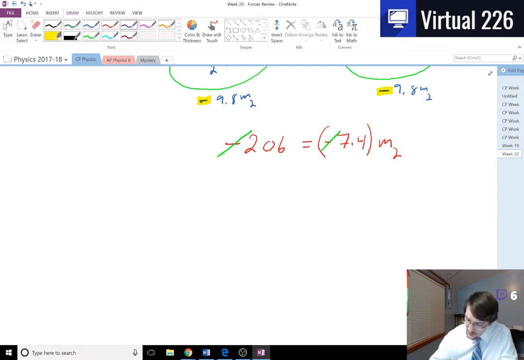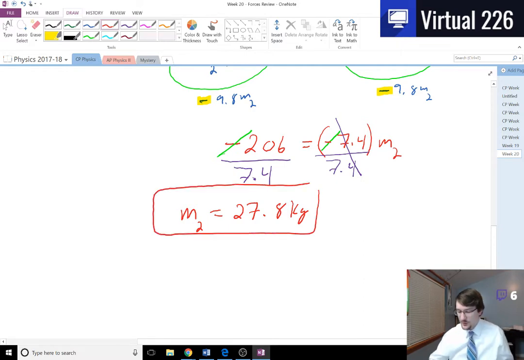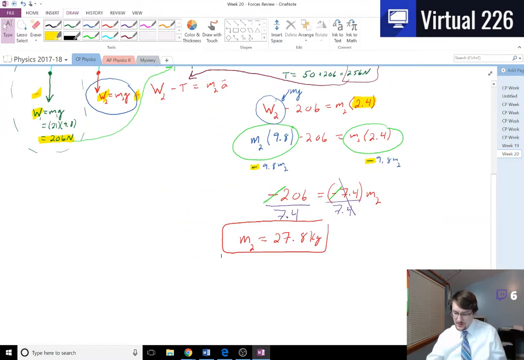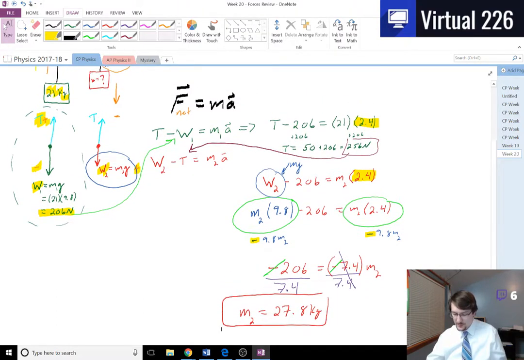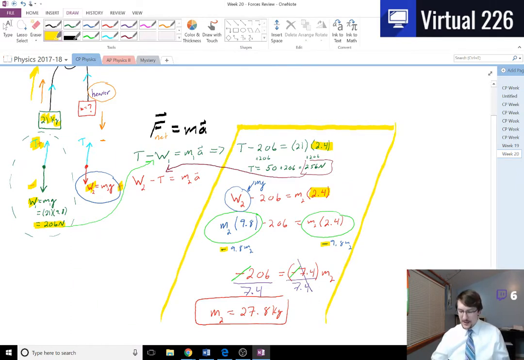Now, when I divide each side by 7.4, I find that 206 divided by 7.4 equals 27.8. So what I end up finding for M2 is that it is 206 divided by 7.4, or 27.8 kilograms, give or take, depending on how you rounded throughout the problem. Okay, so that's what we're doing here. I knew it had to be a positive number because of that. Everything from that box, that was just math.